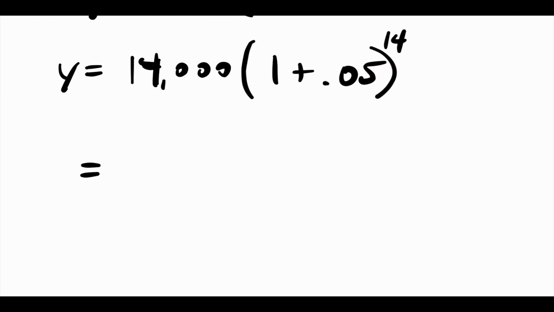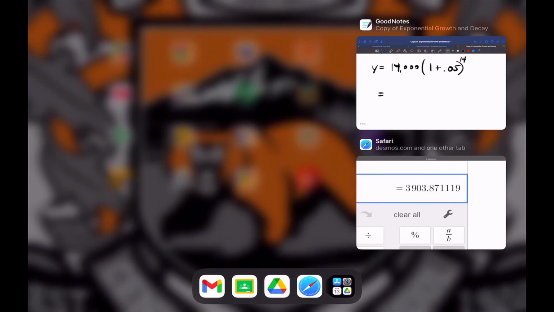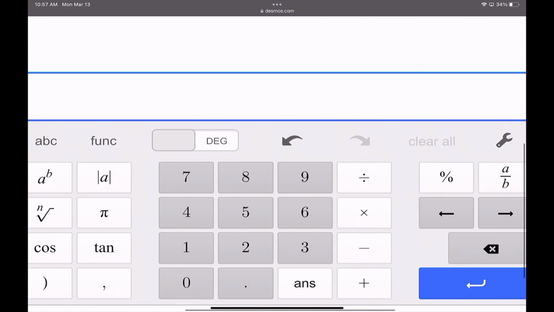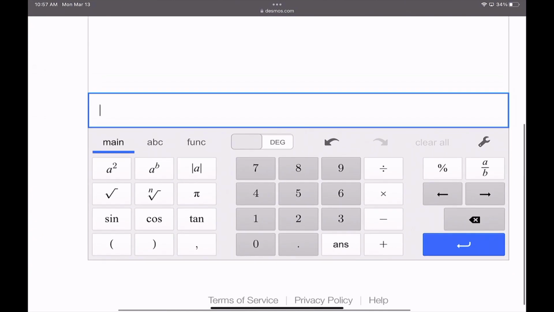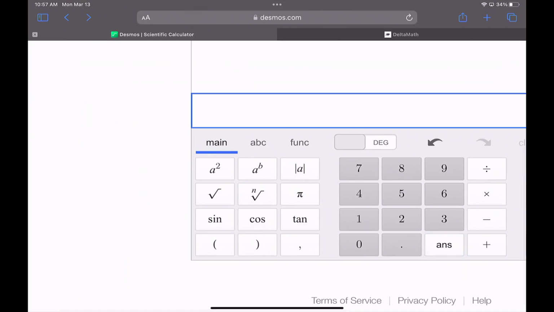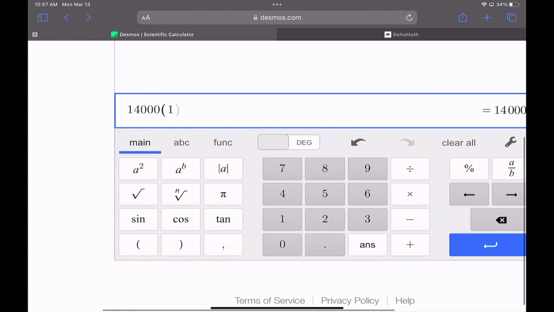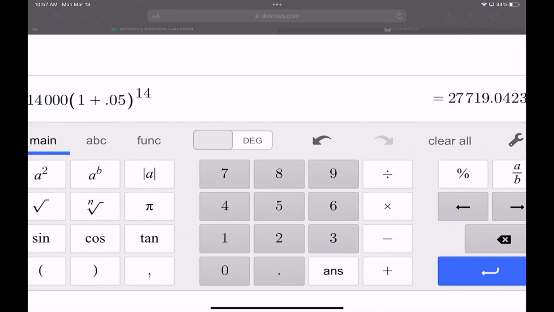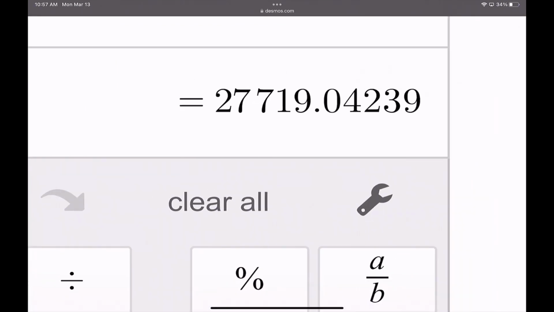You have to do this, and then this, and then this. But luckily, the Desmos, the one we've been using, is nice. Same thing with Delta Math. The Delta Math calculator works the same way. We can put it in exactly the way it is. 14,000 parentheses 1 plus 0.05 parentheses to the 14 power. Okay. And then we get this number here.